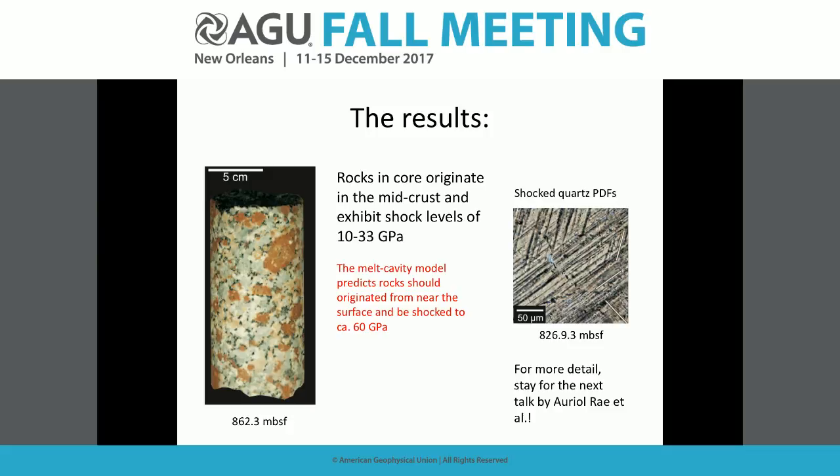The melt cavity model predicts that the rock should have originated from close to the surface and be shocked to 60 GPa. X that out, I think. I hope that's the end of the nested crater model. The dynamic collapse model predicts that the rocks should be mid-crustal and shocked to more than 10 GPa, and that agrees with the core, with what's been found. And the next talk will give you more detail on the core.